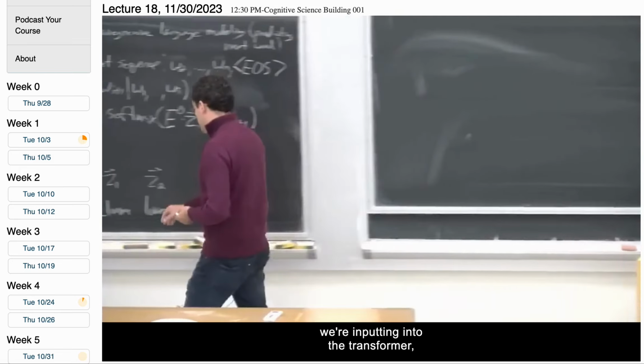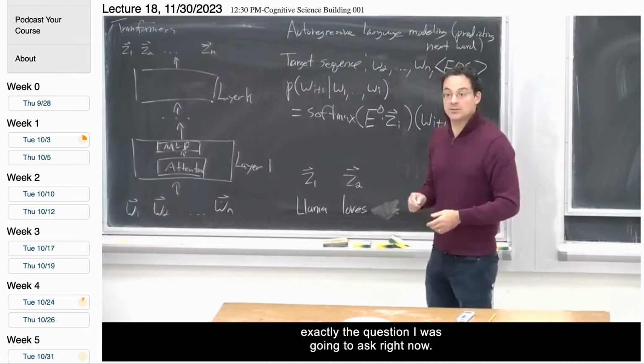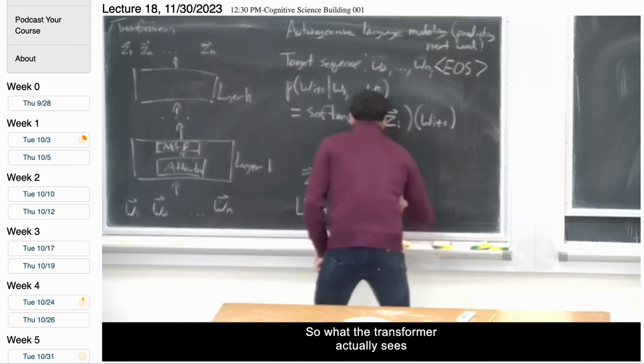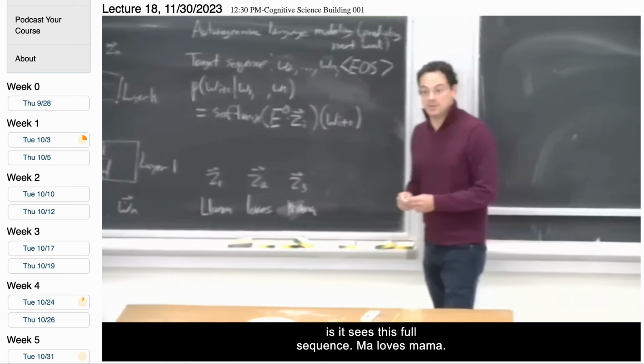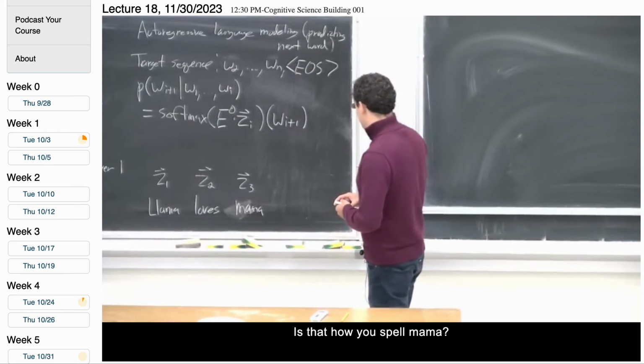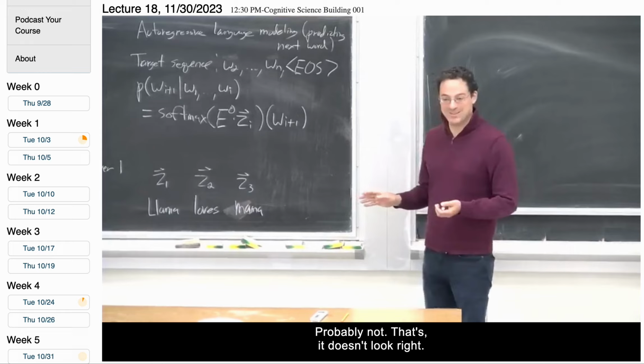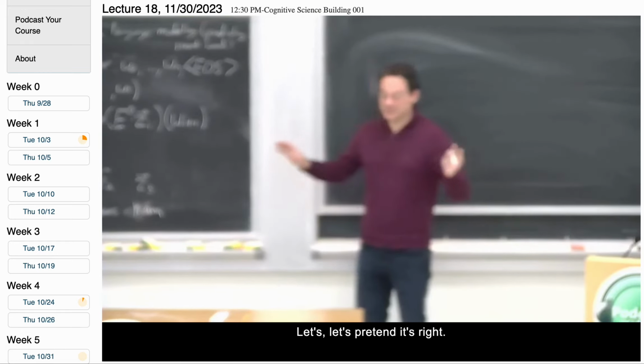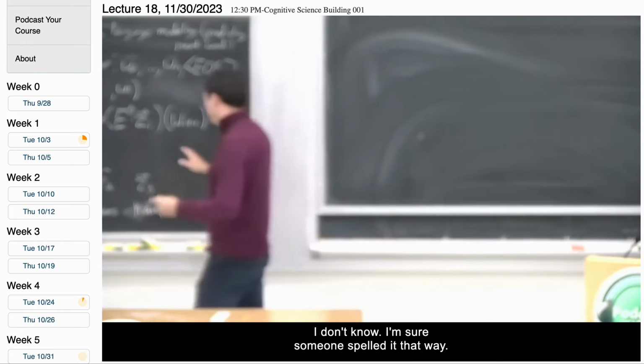Exactly, because what we're inputting into the transformer, you got to exactly the question I was going to ask right now. So what the transformer actually sees is this full sequence: Llama loves mama. And is that how you spell mama? Probably not. Let's pretend it's right.